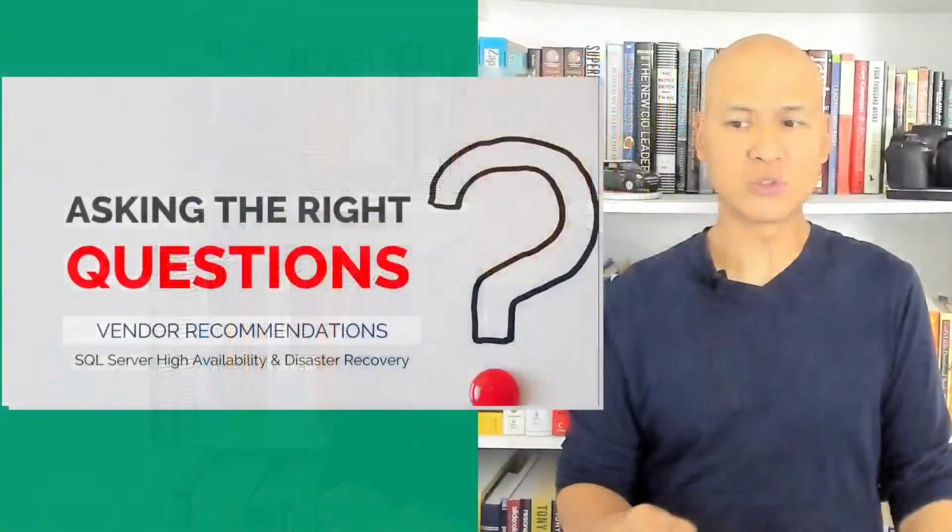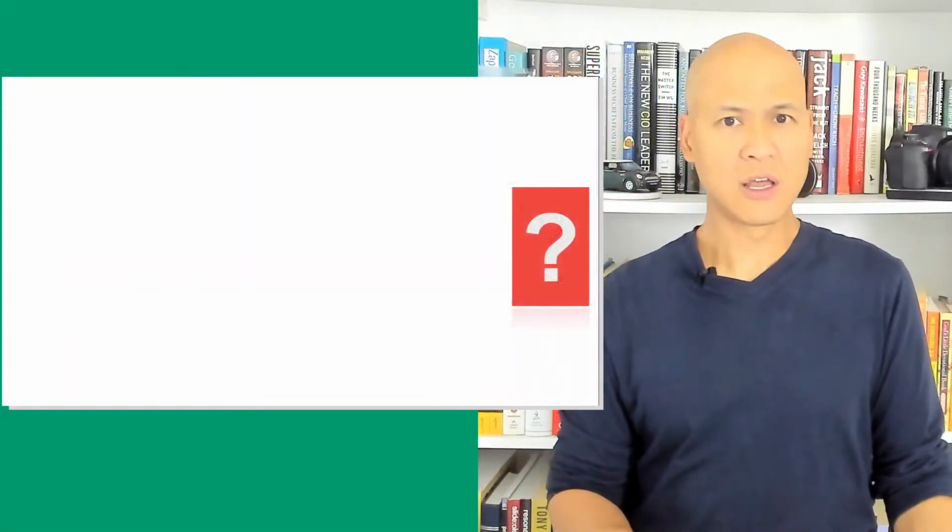So asking the right questions when it comes to vendor recommendations, whenever they're making those types of recommendations for the types of SQL Server high availability and or disaster recovery solutions. Make sure you have your pen and paper ready. I'm still old school. Take notes. What are those questions that you need to ask when it comes to a vendor making recommendations about your SQL Server high availability and or disaster recovery solutions? Let's start with the first question.